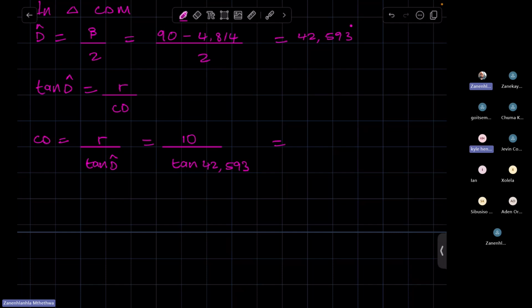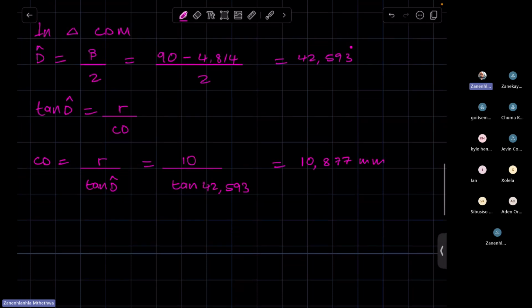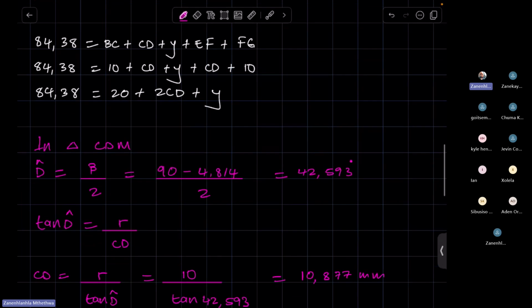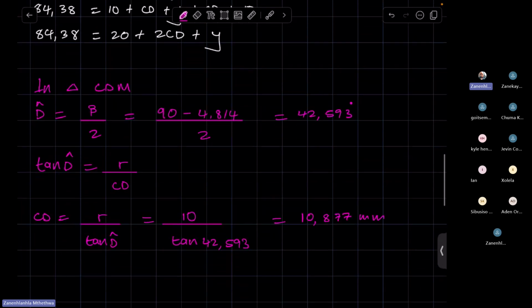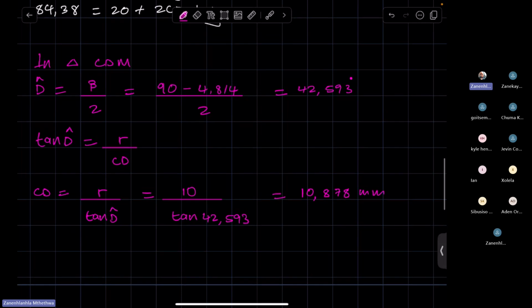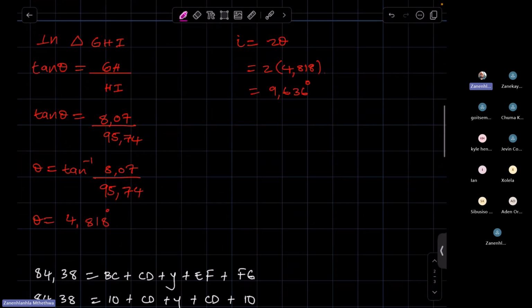10.877. So this is in millimeters. Are we getting the same thing? Yes, sir. If we round off to 3 decimal places, it's going to be 10.878. Always round off to 3 decimal places. Are we clear here? Yes. So we have the value of CD.